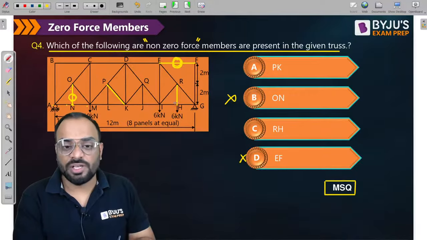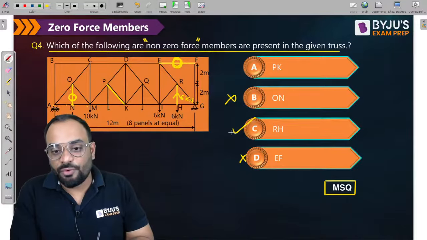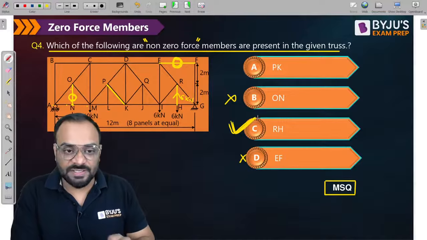If we talk about the RH member, vertical loading we have 6 kilonewton. So definitely 6 kilonewton should be applied in the upward direction in member RH. That's why it will have some force. So we have to take it as an answer, right?